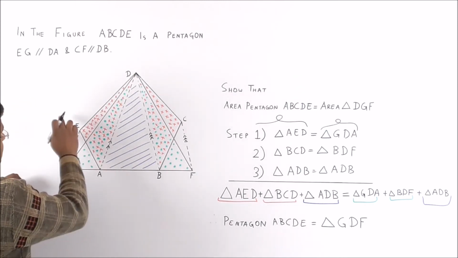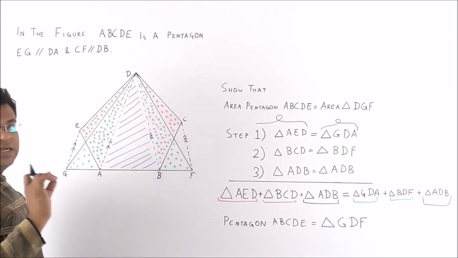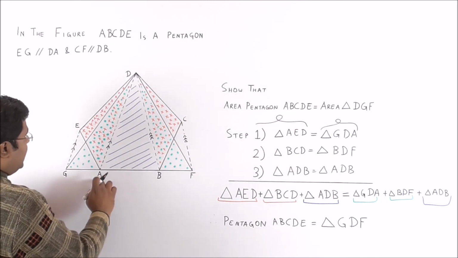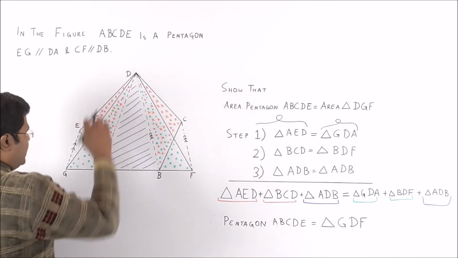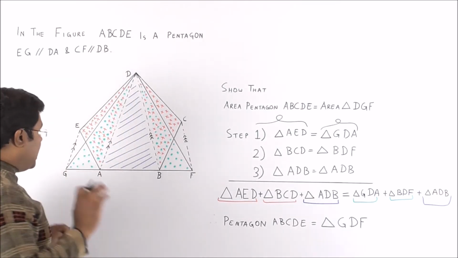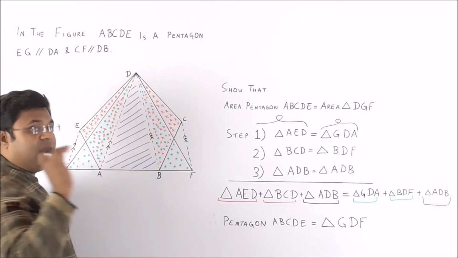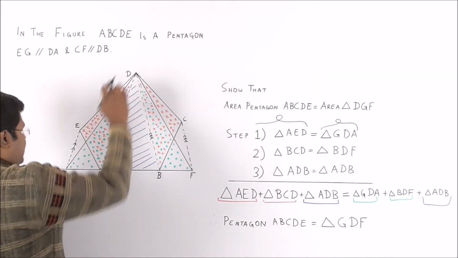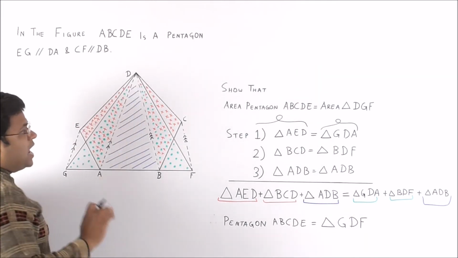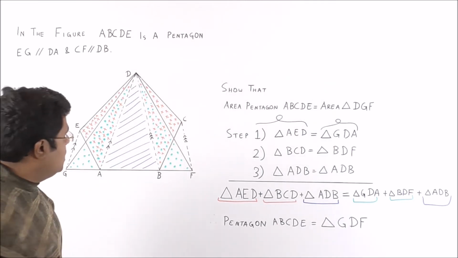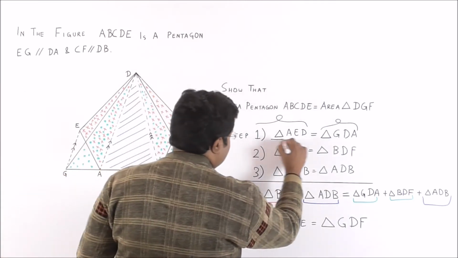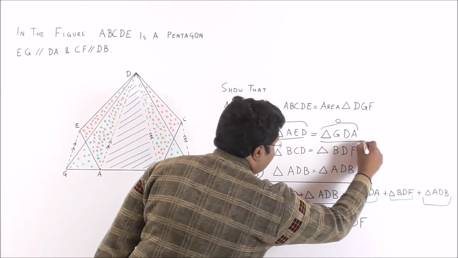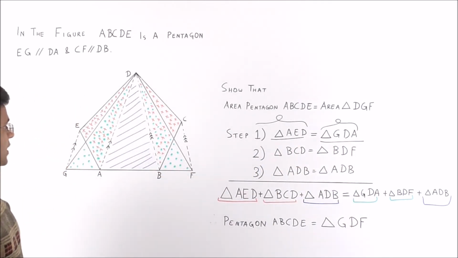Of course, GEDA is a trapezium, and in this trapezium we can see that the 2 triangles AED and AGD have the same base AD and lie between the same parallels. Therefore, AED and AGD are equal in area. So we have here this triangle, that's the red triangle, and the green triangle. They are equal in area.